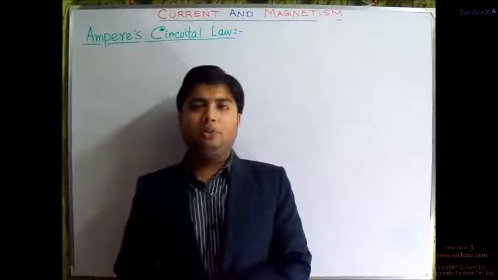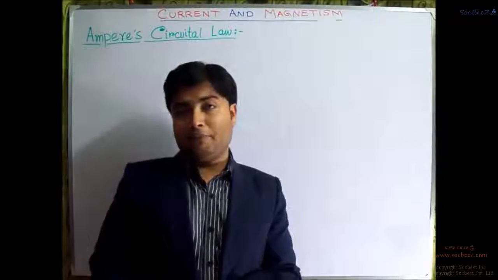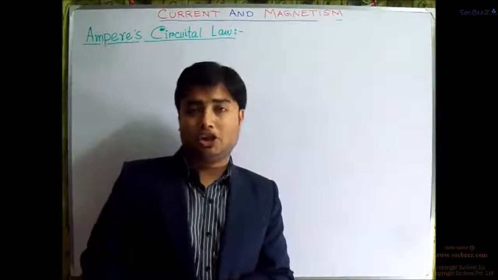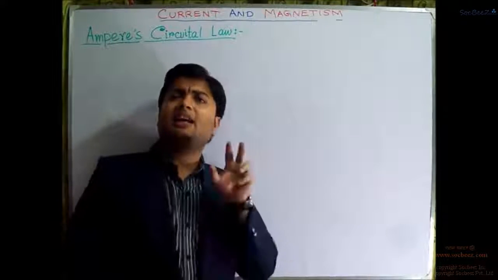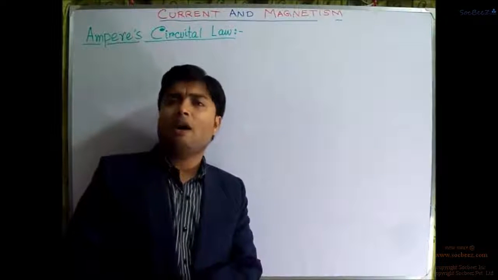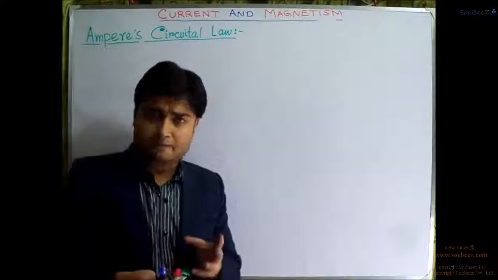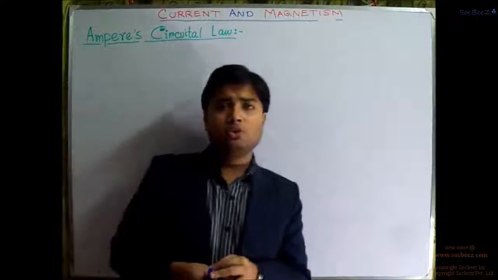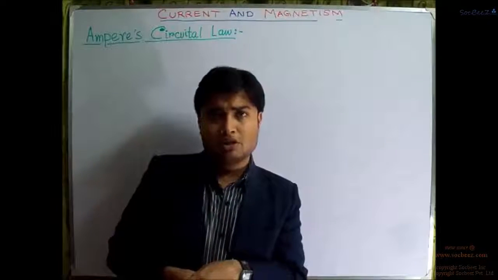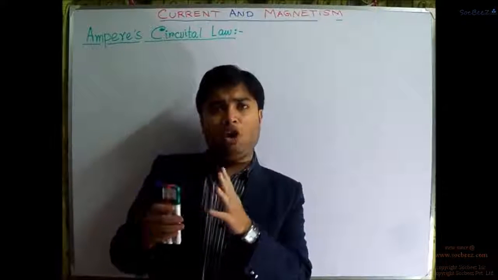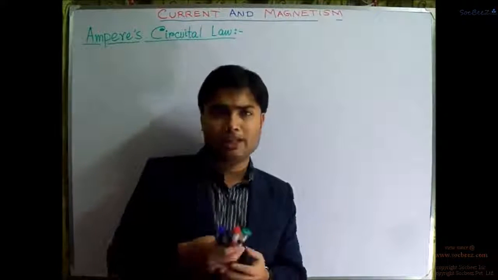Now we shall be trying to understand the very famous Ampere's Circuital law. What does Ampere's Circuital law state in the context of magnetic effects of current? It states that the line integral of a magnetic field over a closed region is equal to the permeability of that medium times the current flowing in the region. Very hard to understand? No, very simple.